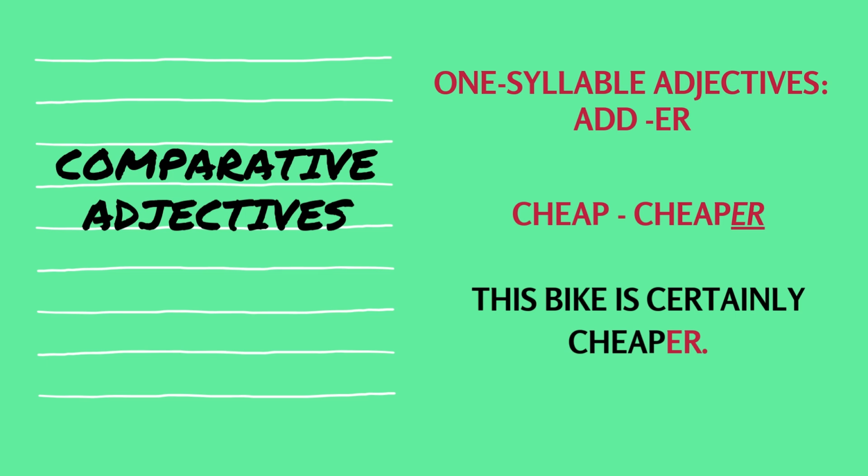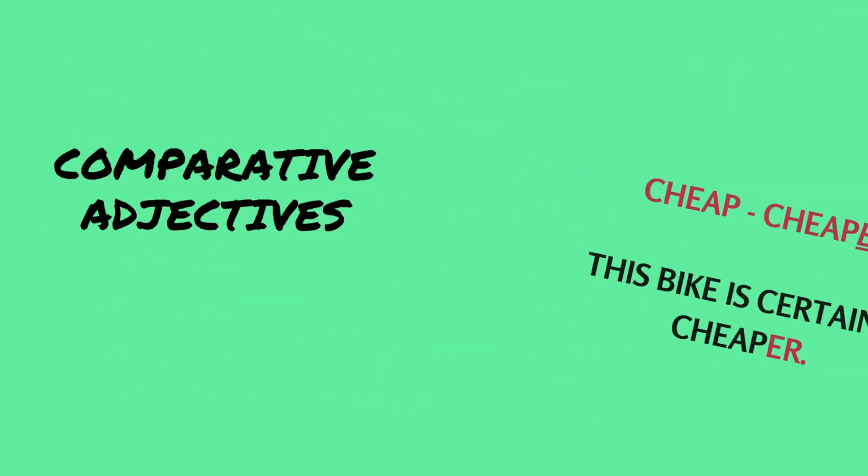When you use a one-syllable adjective, you need to add er to the adjective. One-syllable adjectives are also called short adjectives. Let's have a look at the example. We have this adjective, cheap. It is a one-syllable adjective, so you add er, cheaper, and in this case you form its comparative form. Example, this bike is certainly cheaper.